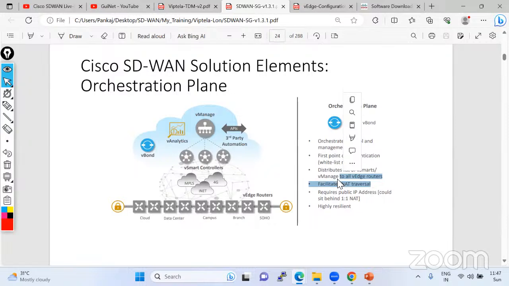And second is performing the NAT functionality. If you have NAT available in your network, it is performed by your orchestration plane. NAT, right? Public to private? Yes, public to private, all the mapping is going to happen. I'll explain how it happens at a later stage. And what about the NAT-related policy, will it reside in this orchestration plane?